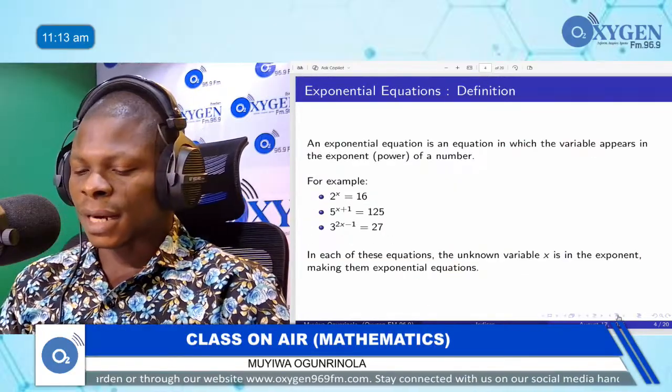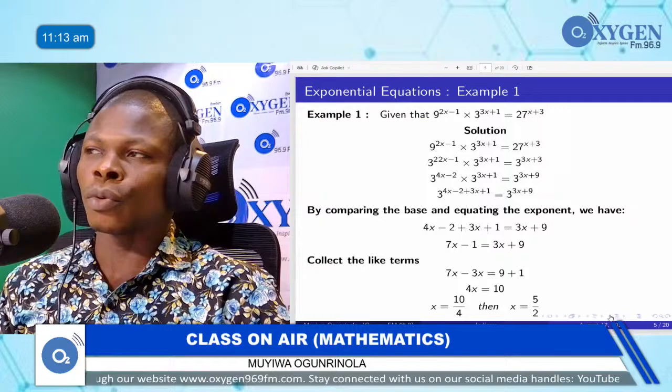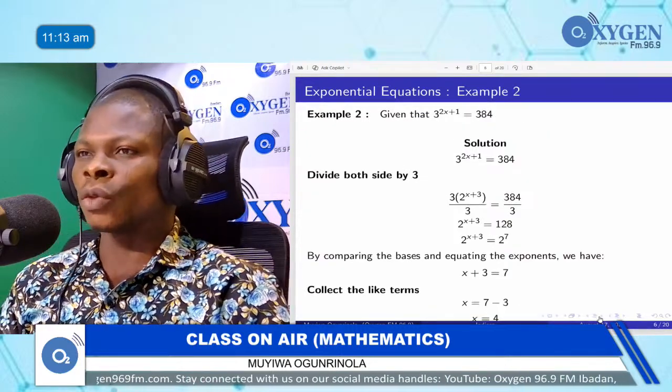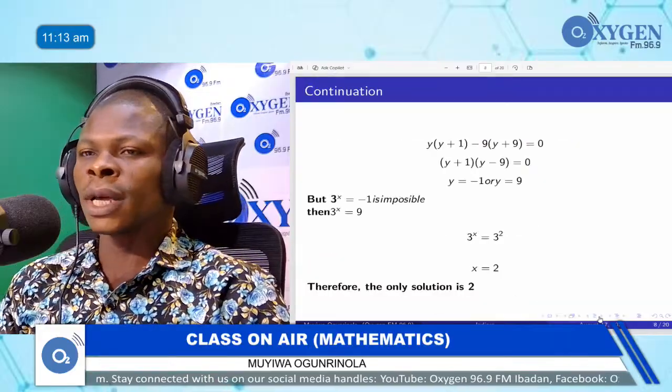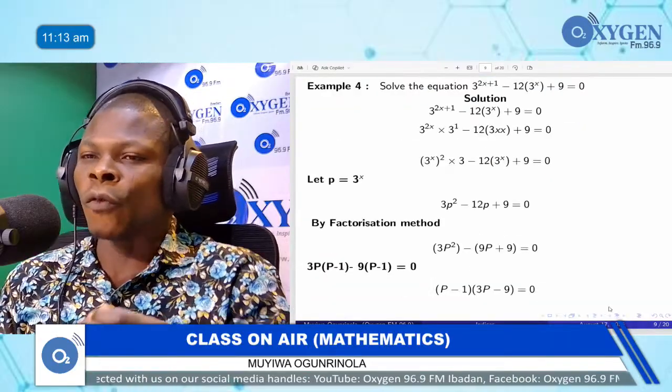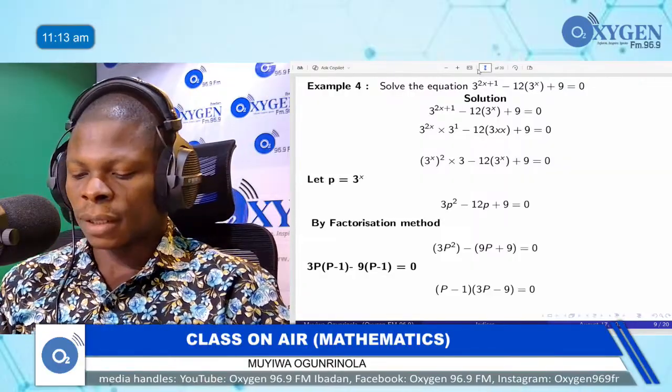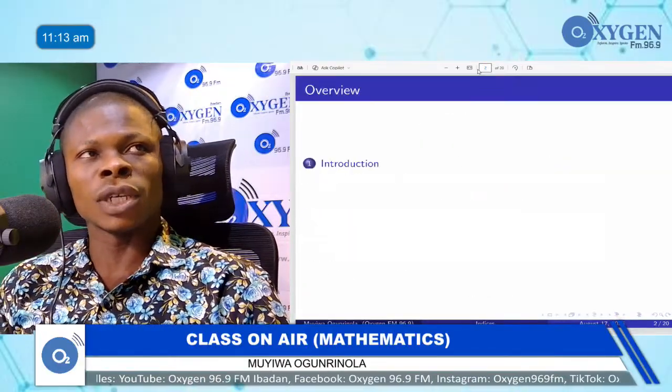And in the last class, we saw some examples on exponential equations, in which we are still going to solve 2 examples before we move to today's work. Example 1 on exponential equation.